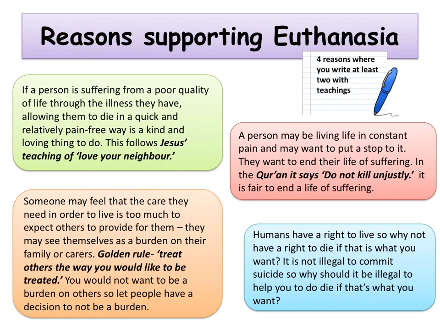Another reason why people may agree with euthanasia is that they may feel that the care that they need in order to live is too much to expect others to be able to provide for them. They may see themselves as a burden to their family or carers. The golden rule is treat others the way that you would like to be treated. If you would not want to be a burden on others, then other people should have a decision not to be a burden as well.